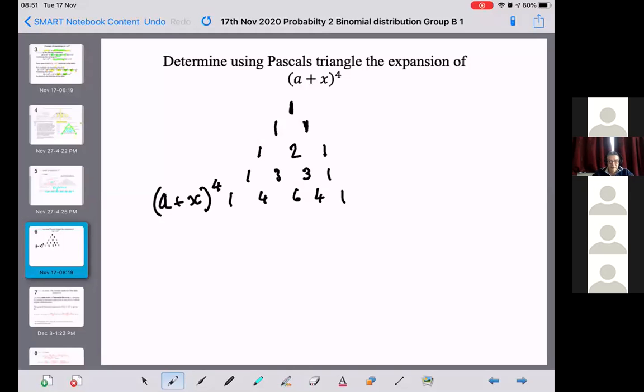Right, who's got an expression for me then? A plus x cubed to the 5. So that's a plus x cubed all to the 5? Yeah. Like that.